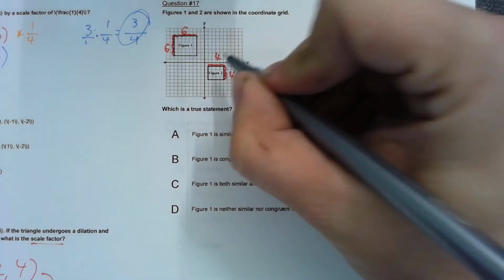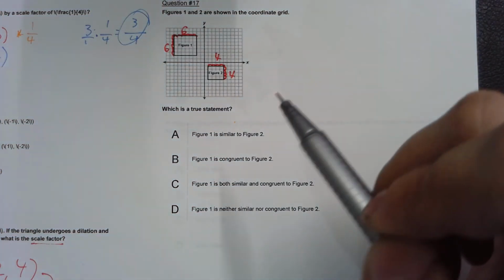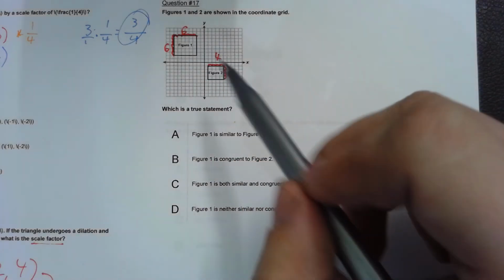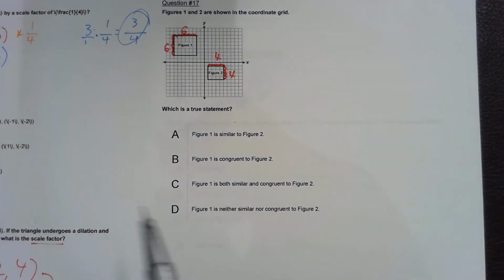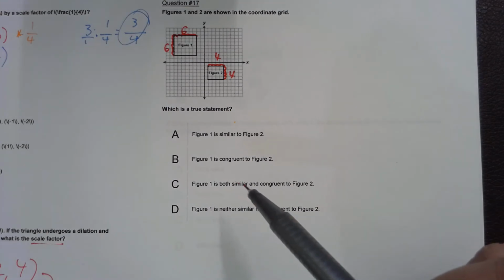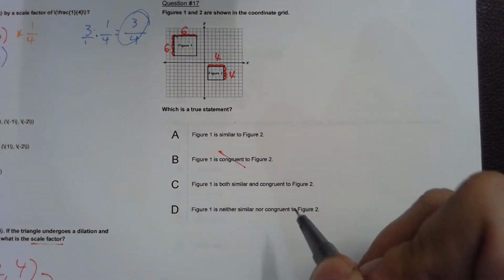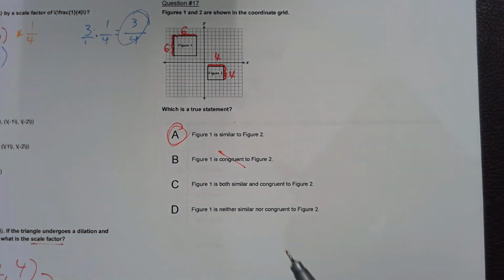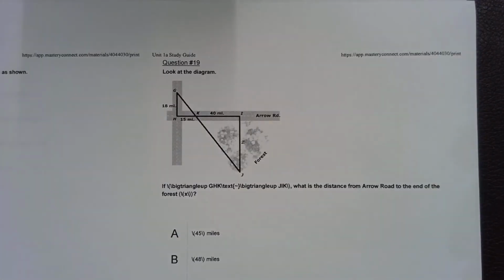So I don't know about you, to me those looked like rectangles when I first saw them, but apparently they're both squares, and they are proportional. So they are similar, but because they are different sides, they are not congruent. So they are similar, not congruent. They are not both, and they are not neither. Moving on, we have only 3 more left.